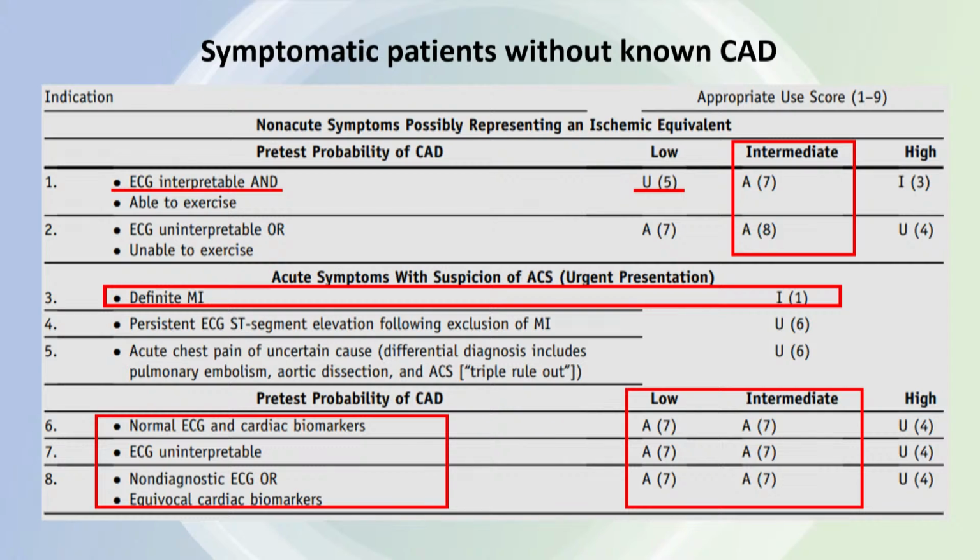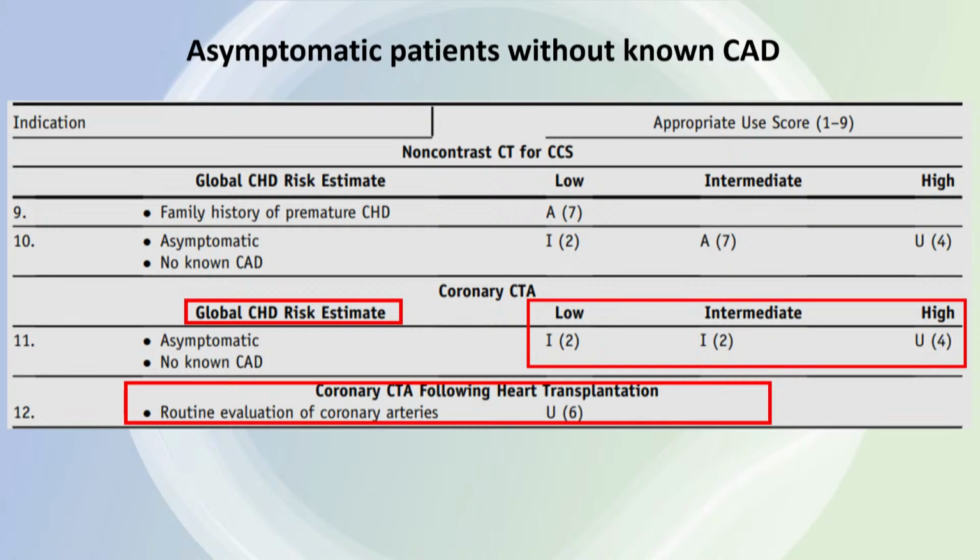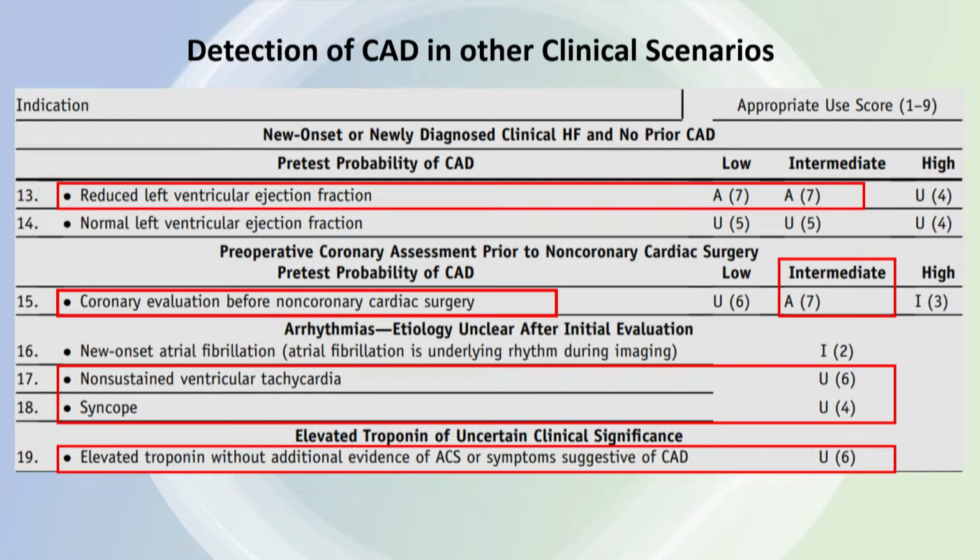So the largest referrals that we get for coronary CT are patients with pretest probability that falls in this low to intermediate risk category who have normal EKG, meaning no concerning ST segment changes, and normal cardiac biomarkers. CT is inappropriate in asymptomatic patients without known coronary artery disease. It is an uncertain indication to perform CT in patients who have had a cardiac transplant in the past. It is okay to do CT for evaluation of coronary arteries.